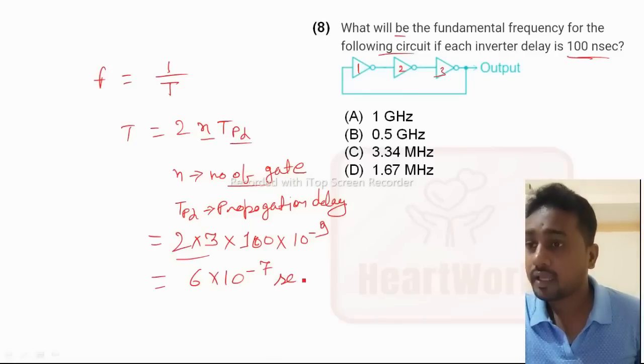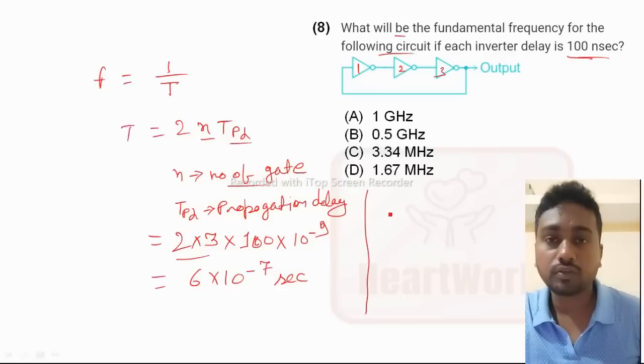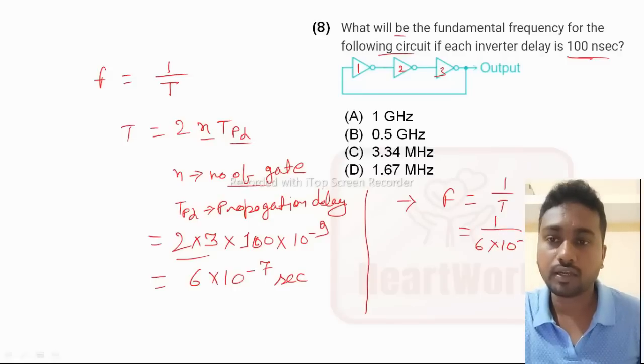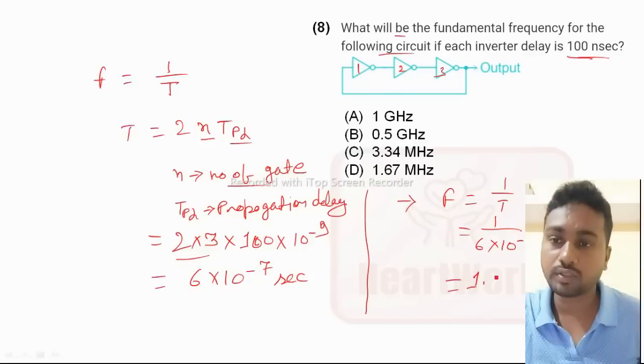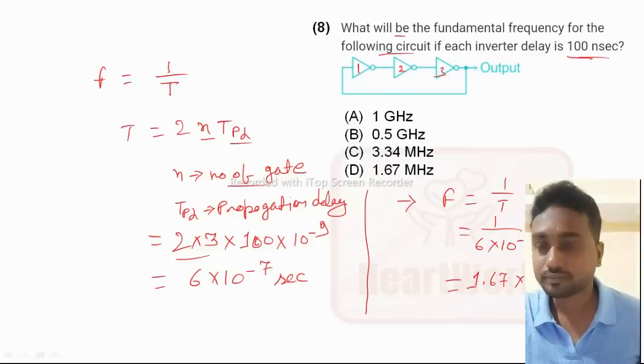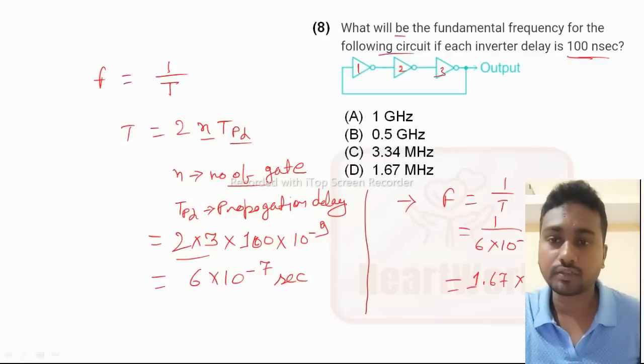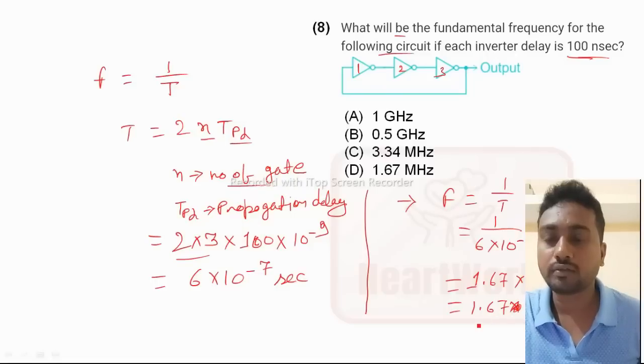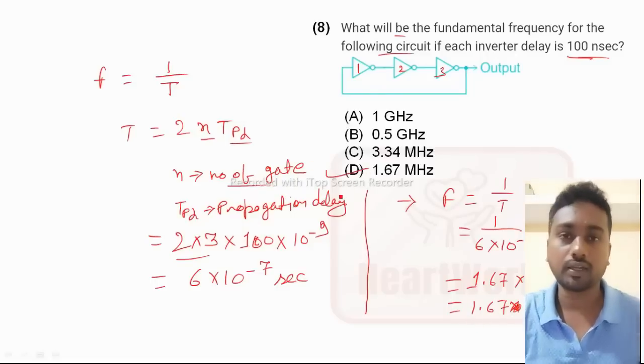So the time period is how much? Time period T equals 6 into 10 to the power minus 7. Now we have to calculate the frequency. Frequency equals 1 by T, so 1 by 6 into 10 to the power minus 7 second. 1 divided by 6 into 10 to the power minus 7, and we can write this as 1.67 into 10 to the power 6 hertz. 10 to the power 6 means megahertz. So 1.67 megahertz is the answer. Option D is the right answer.